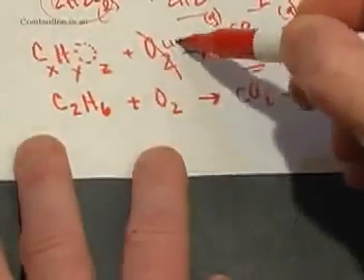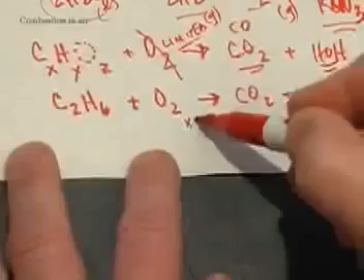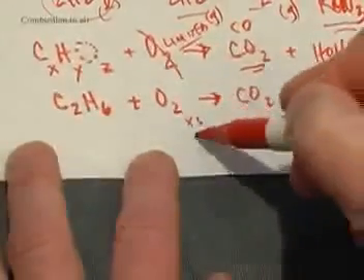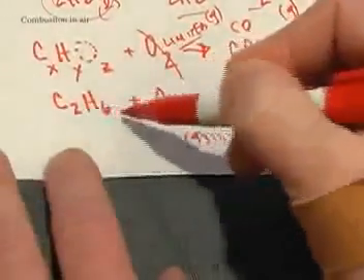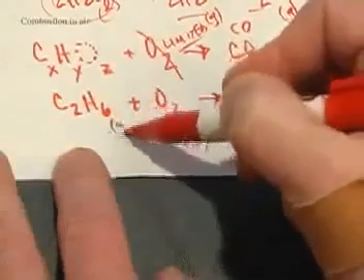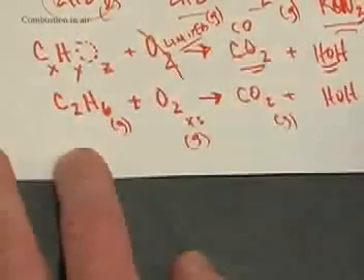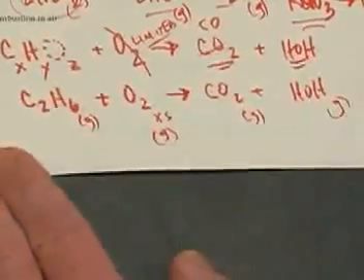That's if you have a limited amount of oxygen. But we're going to assume that we have lots of oxygen. We'll just put a little excess down here, and it's in a gaseous form, so we'll put a little G down there. The C2H6 is also a gas, and then the carbon dioxide that we form is a gas, and the water we'll say it's water gas as well. We'll just say it's at a higher temperature.